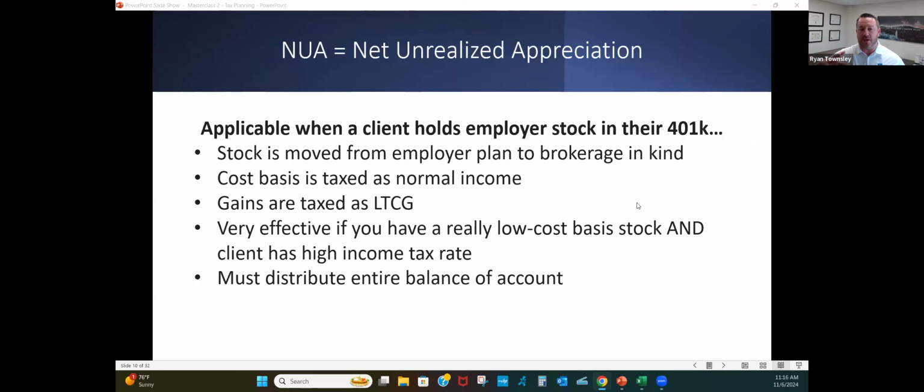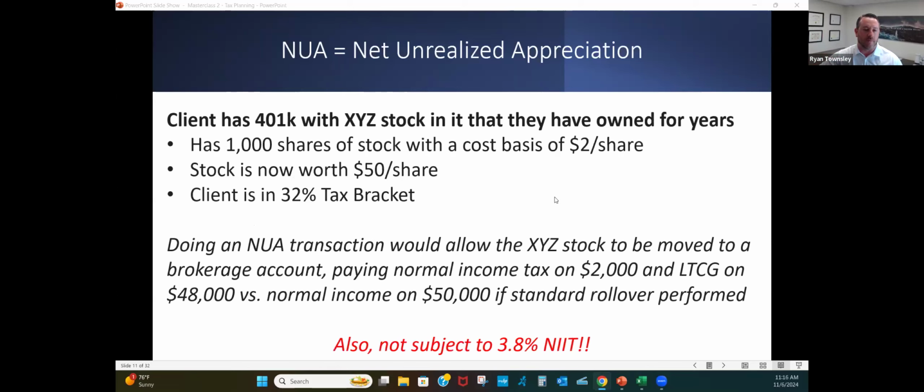They're able to pay normal income tax rate on the basis, but long-term capital gains on the gains. So if you think about that, that would be very effective for somebody who has a very large embedded gain with company stock only inside of their employer plan, and also in a high income tax rate, right? Little caveat, there's a bunch of caveats, so please don't take this as all-inclusive, but you have to distribute the entire balance of the account in the year, and you have to do this, and you have to do that. There's a whole bunch of different stipulations you have to comply with.